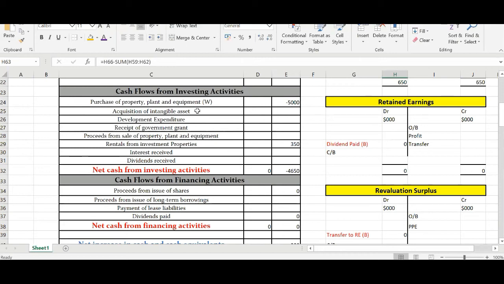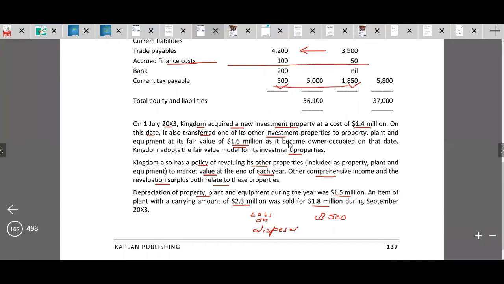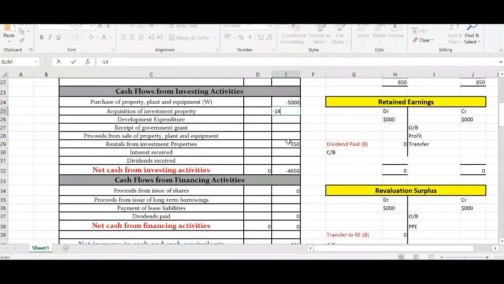And similarly, in this question, we do not have acquisition of intangible asset, but they told us that there is acquisition of investment property. And the investment property was bought at 1.4 million. So minus 1,400. All right. Then development expenditure, no, we do not have in this question. Receipt of government grant, no.